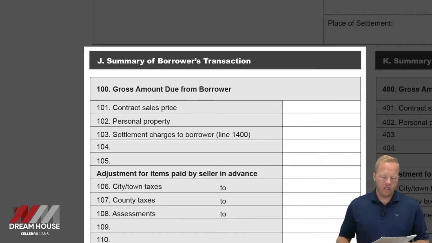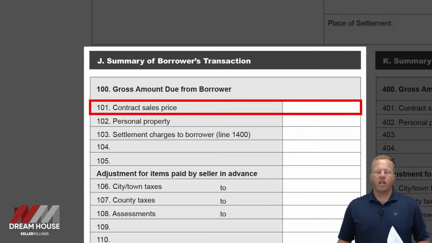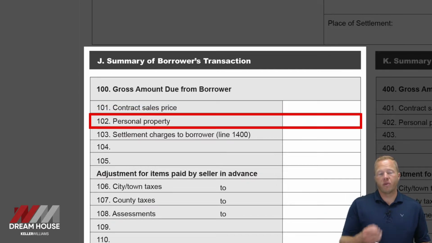So at the very top, you have what is the contract sell price? Is the house selling for $200,000? Well, it's selling for $200,000. It's not as simple as just saying $200,000. You might have a personal property transaction in there, and that's box 102.